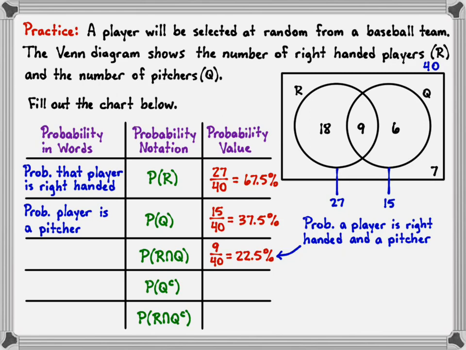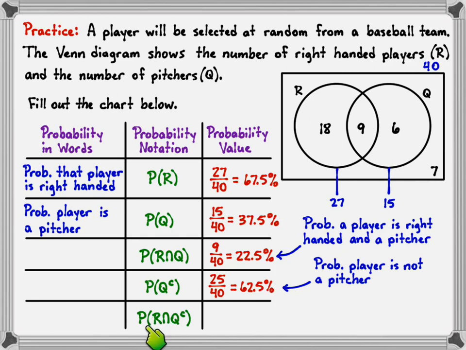For the next one, this says, what is the probability that a player is not a pitcher? Again, this is single event probability. We're just looking at the piece that's not a pitcher. So if we think single event, we're thinking about two things. Is this not a pitcher? Yeah, these aren't pitchers. Is this a pitcher? Yeah, it's a pitcher. Is this a pitcher? Yeah. Is this a pitcher? No. And so we would say the 18 and the 7 are the pieces that are not pitchers. So it'd be 25 out of 40 or 62.5%.